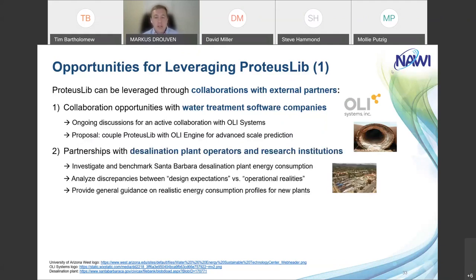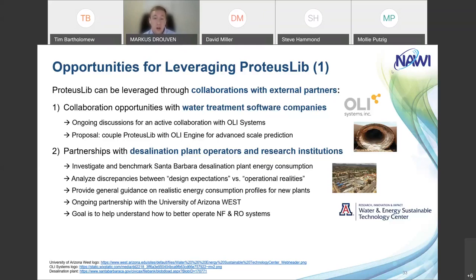We've also looked into an opportunity to use ProteusLib to study the energy consumption of an actual seawater desalination plant. The plant that we're working with is located in Santa Barbara, California. What we're trying to do is to understand why this plant is actually consuming more energy than was expected at the design stage. We're absolutely convinced that ProteusLib can help us understand where we're consuming more energy in the process, and just as importantly, help us figure out why. Our expectation is that we can then generalize those findings and provide general guidance to the community as a whole as to how much energy state-of-the-art desalination facilities should really consume.